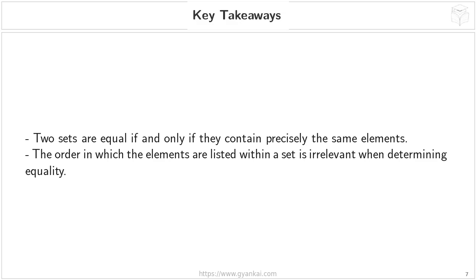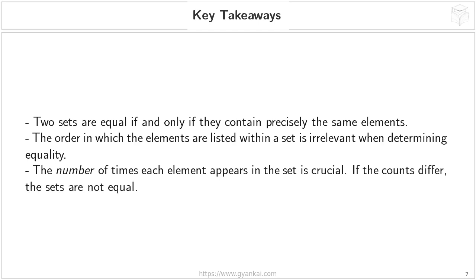Next, remember that the order in which the elements are listed within a set is completely irrelevant when determining equality. We saw this in examples 1 and 2, where we had sets like 1, 2, 3, and 3, 2, 1. Even though the order was different, they were still considered equal because they contained the exact same numbers. Don't let a different arrangement trick you.